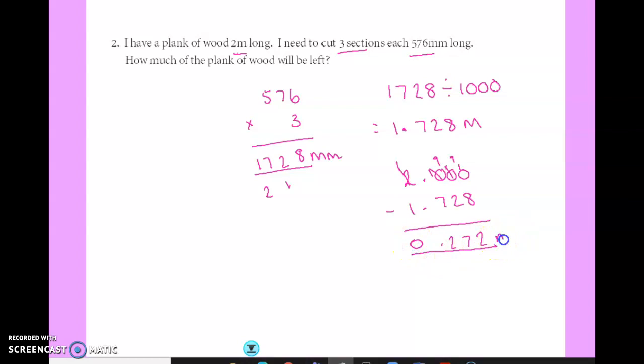So it'd be 0.272 metres left. We weren't told what to put our units into, we weren't told what our final answer was to be in, but it could also be 272 millimetres if you prefer. Okay.